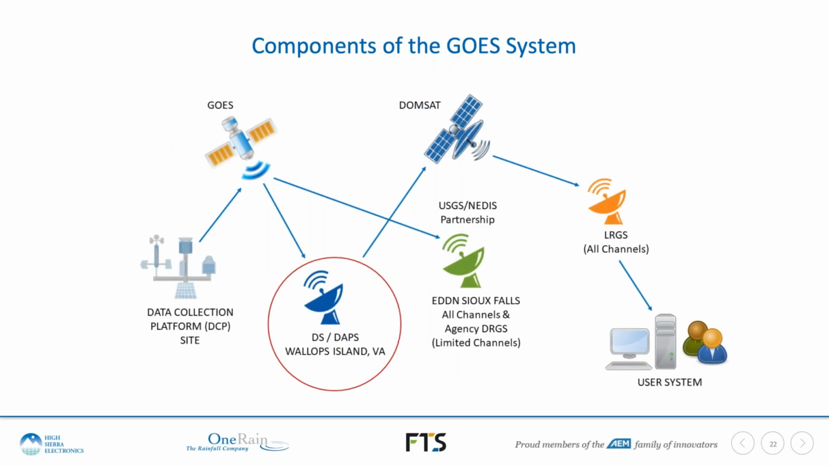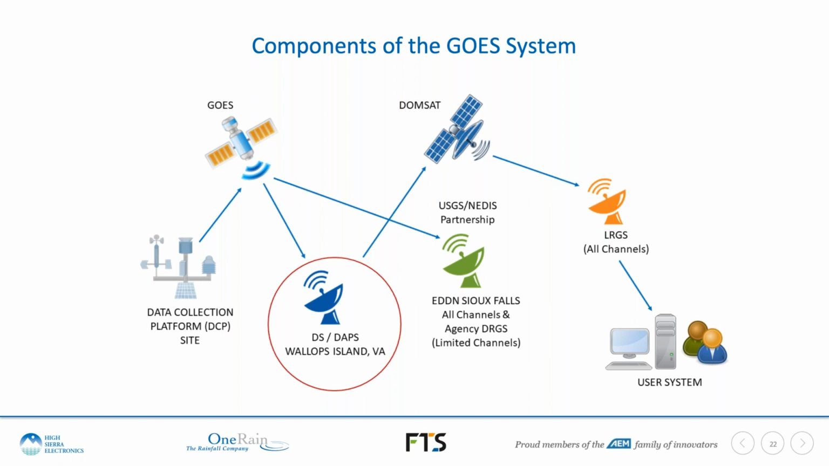I threw a quick diagram together to show the path of where it begins and where you receive your data. The bottom left is your gauge site out in the field, and it transmits from there up to the GOES satellite. From there, it bounces either down to Wallops Island, where the data is first received, or it can be received over at Sioux Falls.